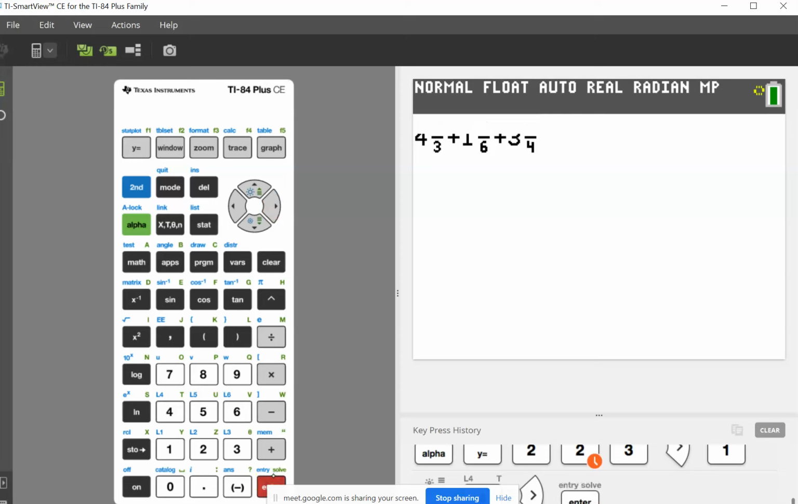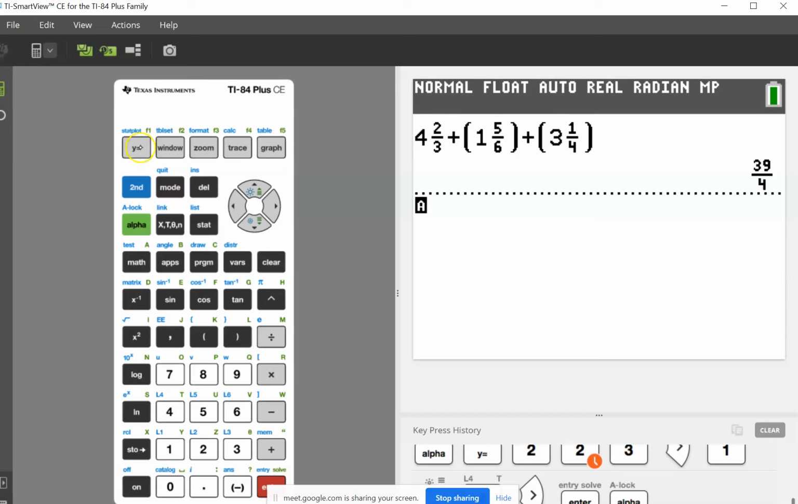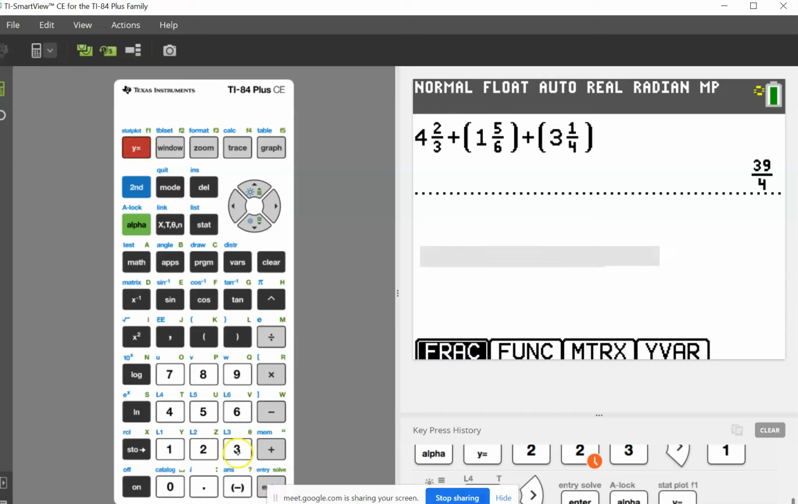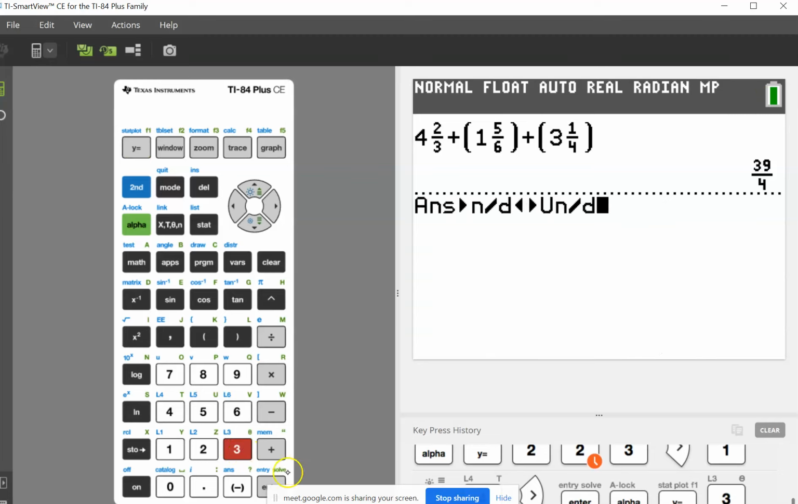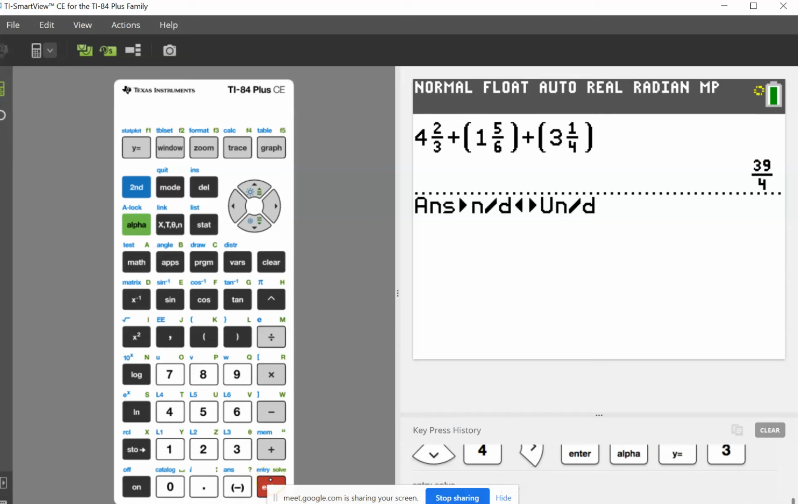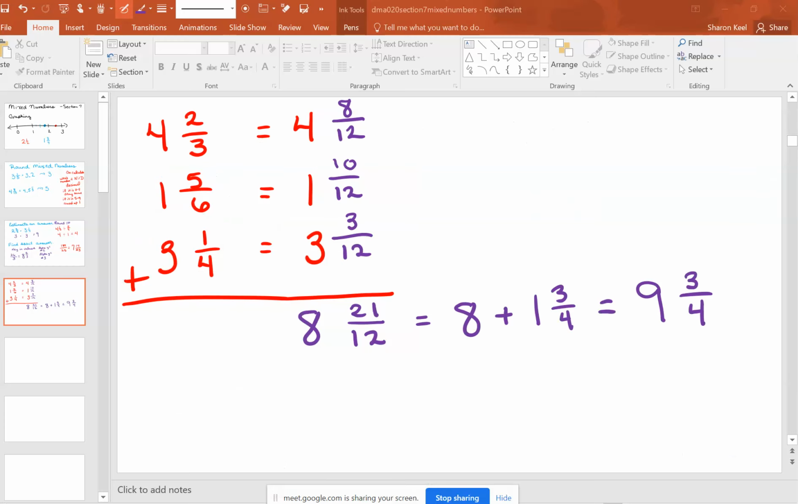After we press enter, it's going to give us our answer in the form of an improper fraction. Then we're going to do alpha y equals, choose number 3, and number 3 is going to convert it to a mixed number in its simplified form. And that would be our 9 3/4, which is what we have here also. I want you to know the long way of how to go about doing this, but I also want you to learn those calculator steps as well, because you will be utilizing that.